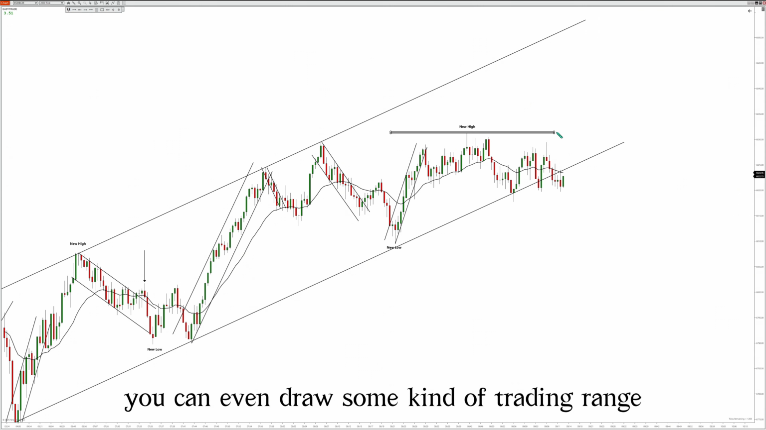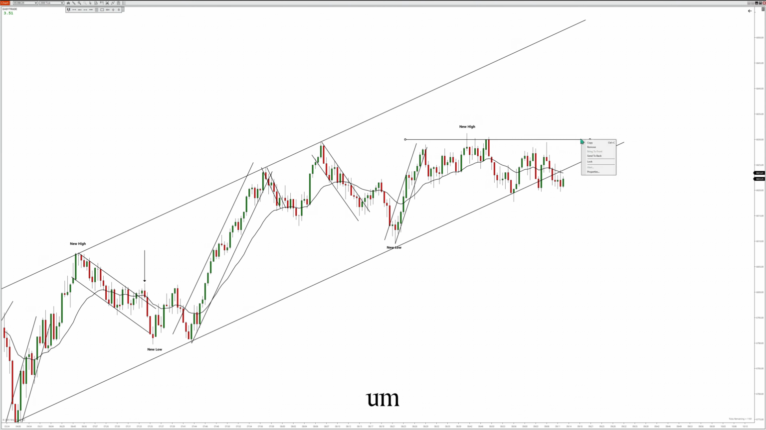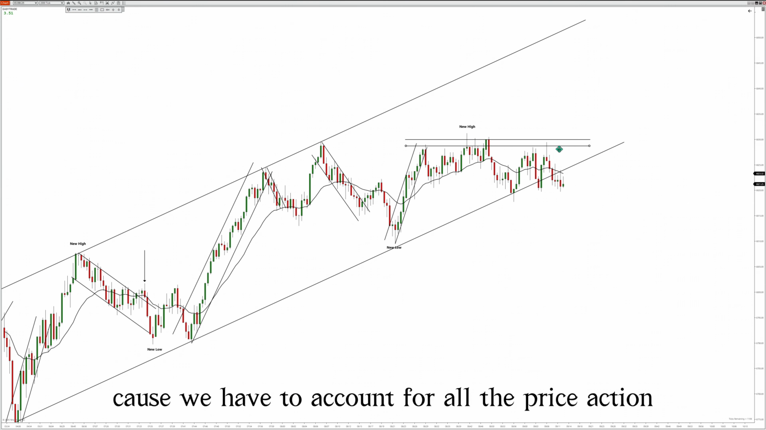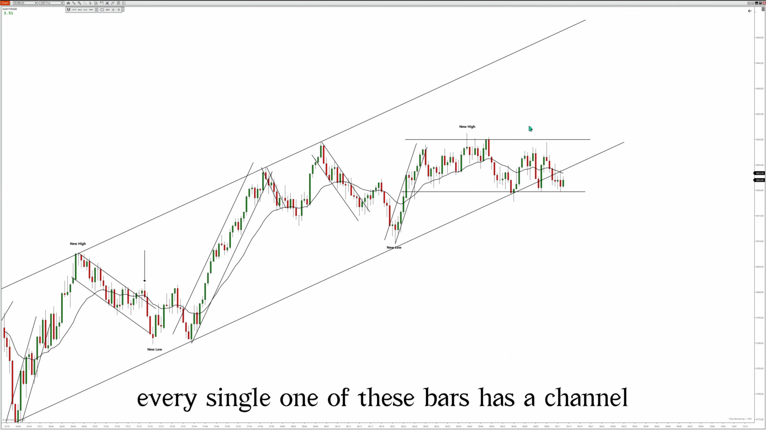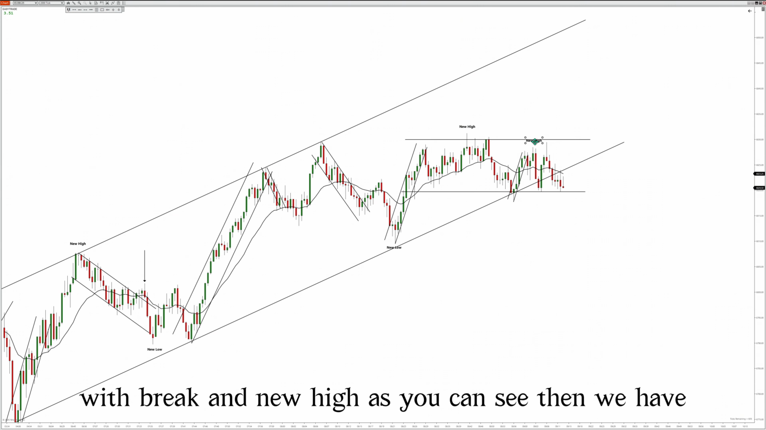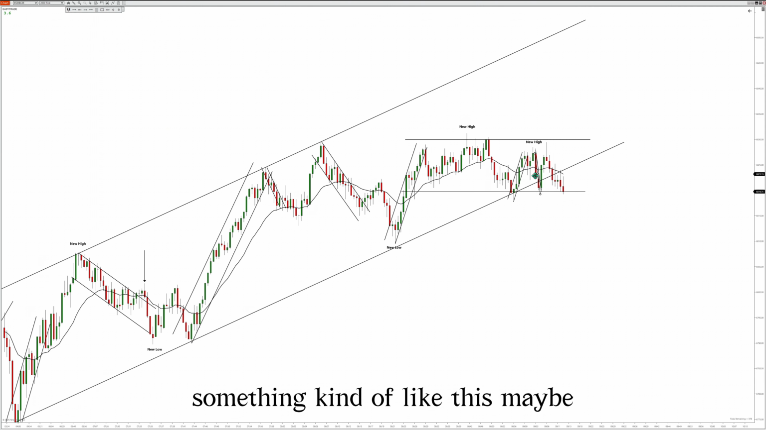You can even draw some kind of trading range, something like this. It doesn't fit too well, but it helps to have it there because we have to account for all the price action on the chart, right? Every single one of these bars has a channel that it's supposed to fit into. You can have this one here with break and new high, as you can see. And then we have something kind of like this maybe.